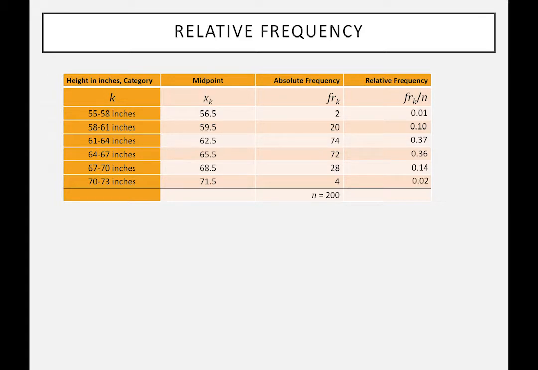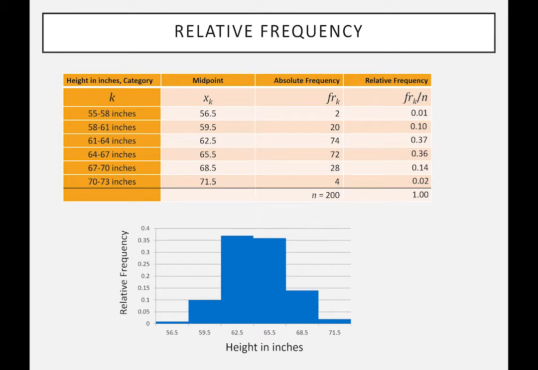Now, if I add the relative frequency together, if I do it correctly, it should come out to be 1. Adding the absolute frequency gives me the total number of students in the sample, which was 200. You'll notice now I've drawn the exact same graph as I had a moment ago, except now I put on the vertical axis the relative frequency. The shape of the curve is the same as the absolute frequency. We've just changed the vertical axis.